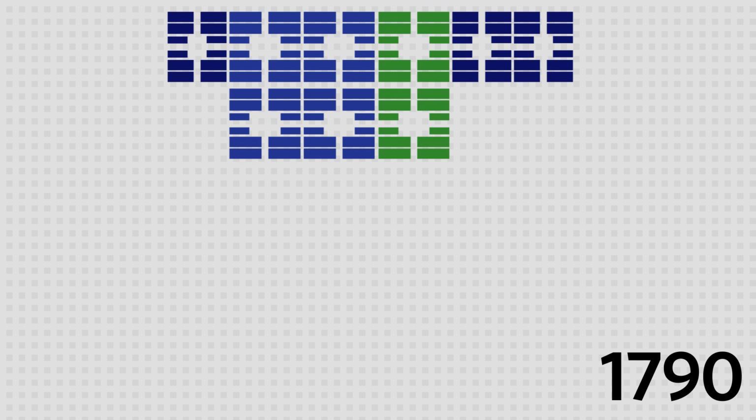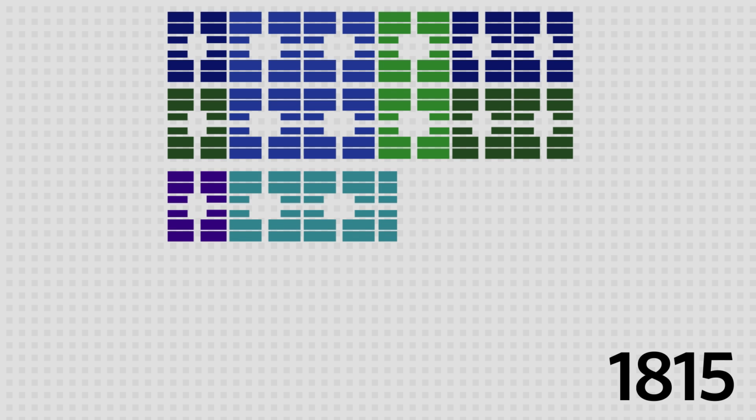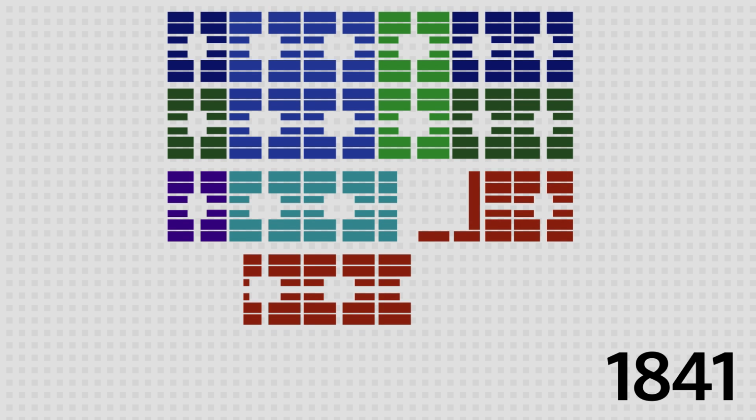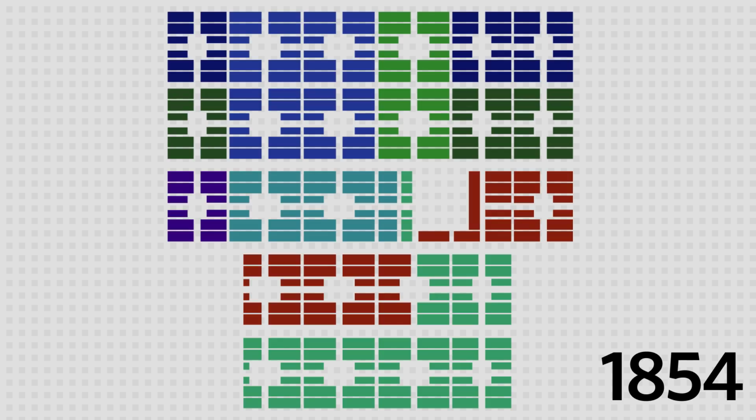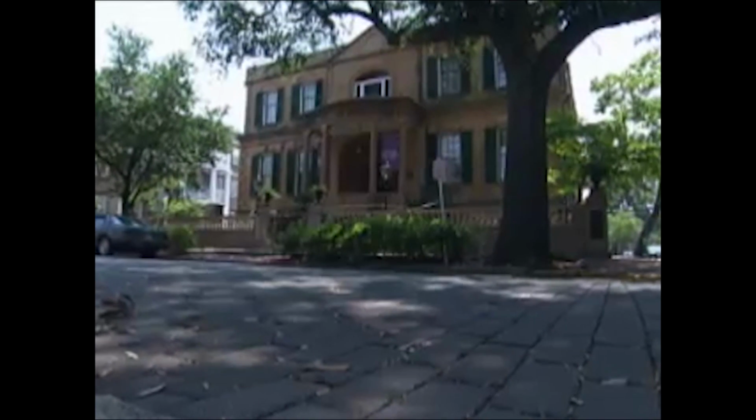Oglethorpe laid out the first 4 squares, but later leaders continued to follow the ward plan and laid out 24 wards with 24 civic squares. Today, 22 squares remain. No other city in the United States has a large area with so many public squares laid out in regular intervals.